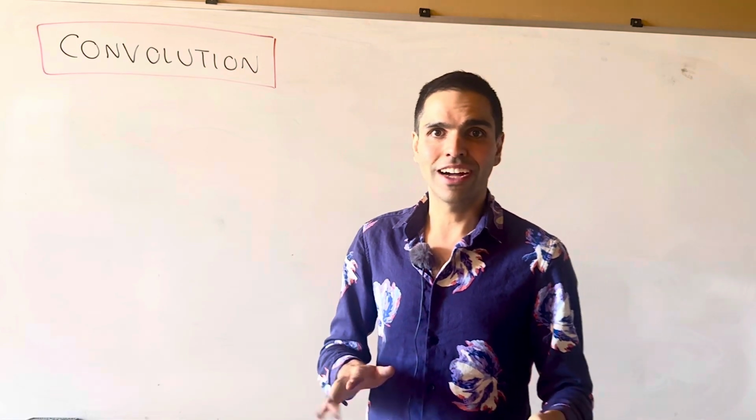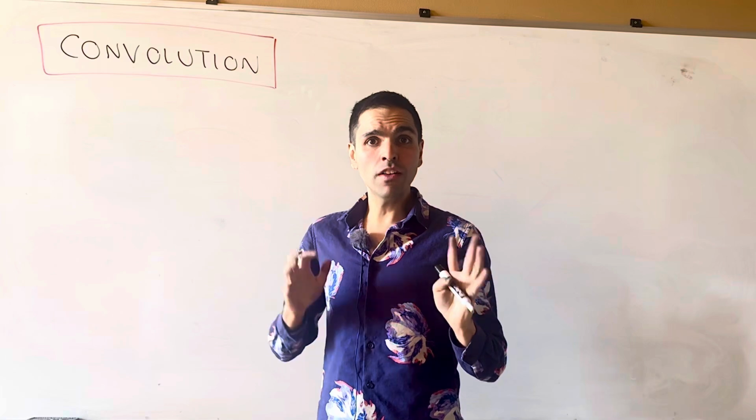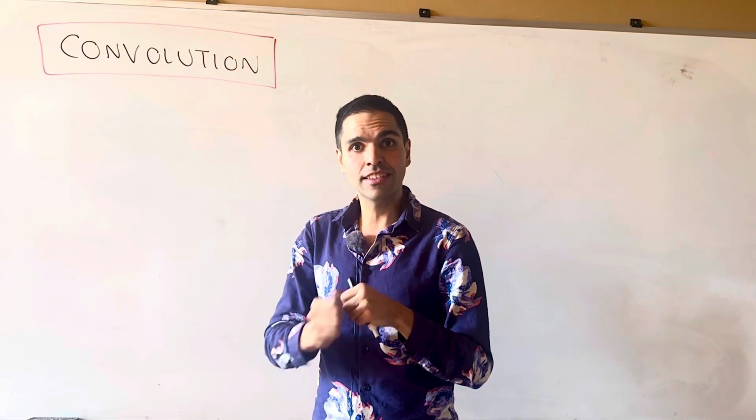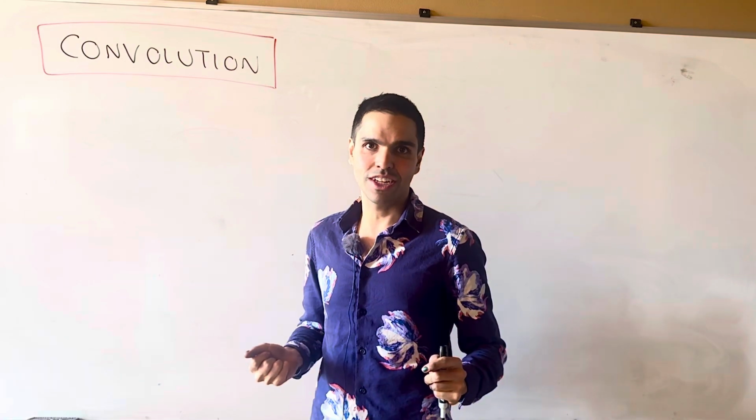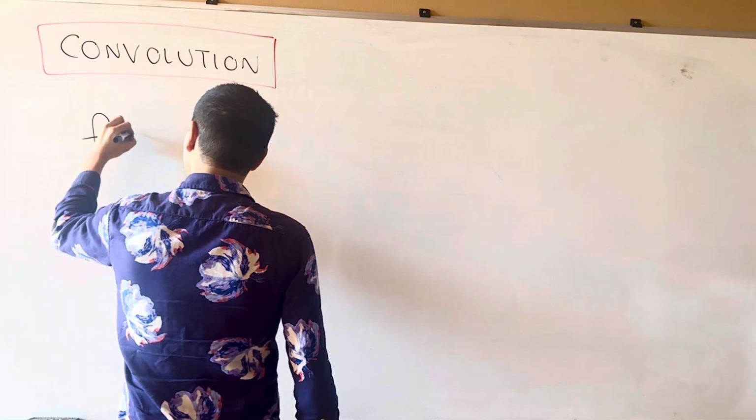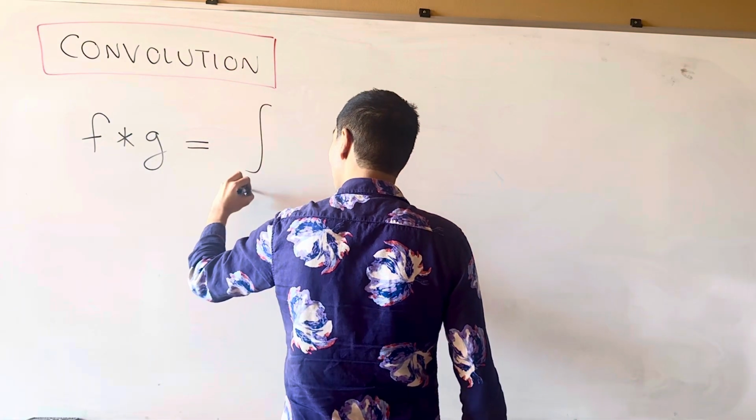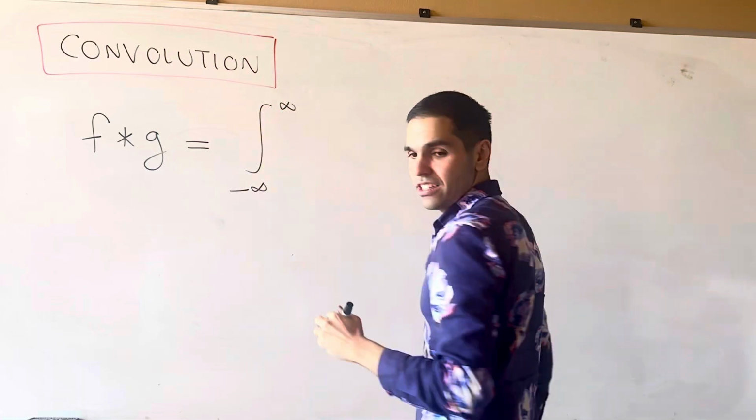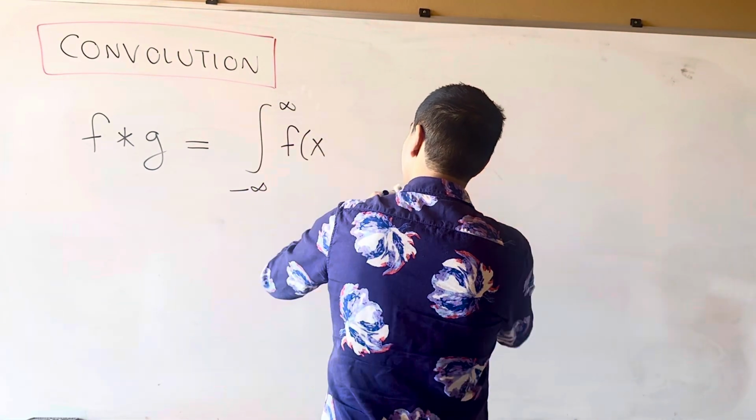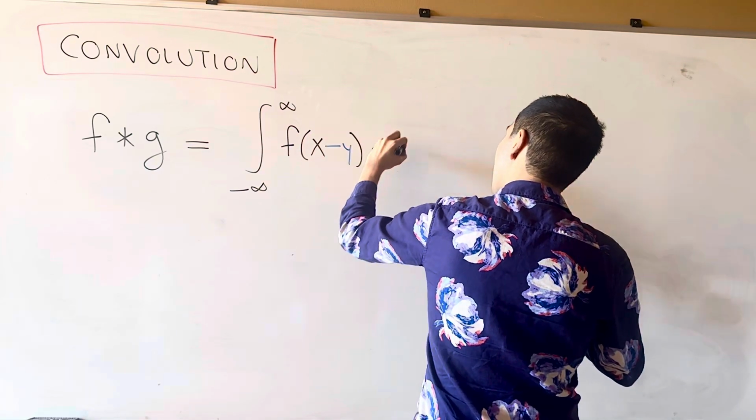Watch this video to find out. So what the convolution is, it's a way of multiplying two functions, but not in the algebraic sense, but in the cool differential equation sense. Given two functions f and g, f star g is the integral from minus infinity to infinity of f of x minus y and then g of y dy.